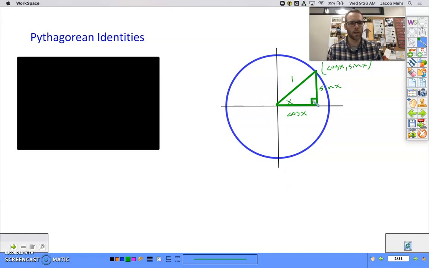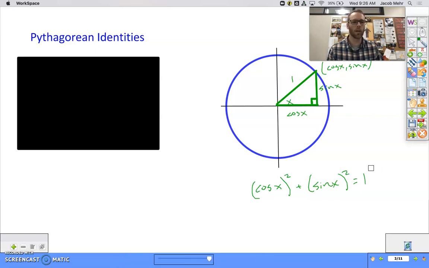Now, what type of triangle is it? It's a right triangle. And if it's a right triangle, what can we use? We can use the Pythagorean theorem to write a statement here. And the Pythagorean theorem would say we're going to take the cosine squared plus the sine squared, and that has to equal 1 squared, which of course is just 1. This is our first Pythagorean identity, that the cosine squared plus the sine squared is equal to 1.